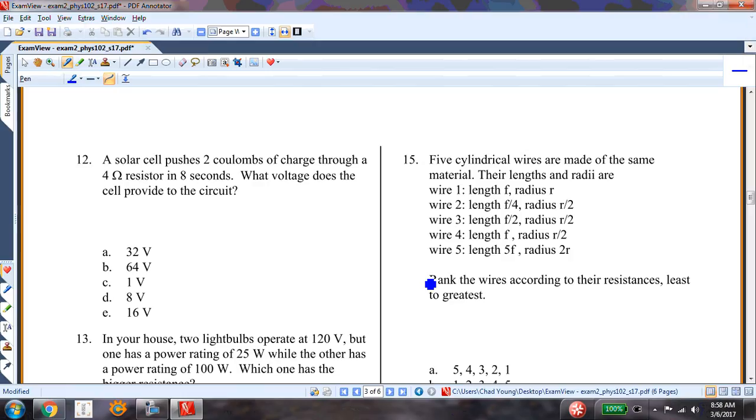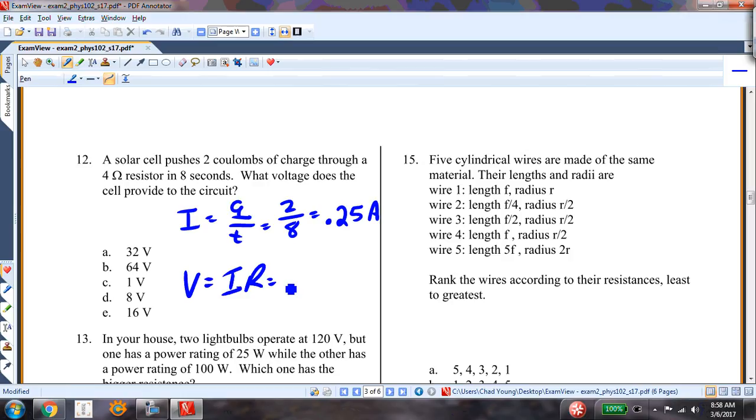A solar cell pushes 2 coulombs of charge in 8 seconds. What voltage does it provide? Well, first we need to find what is our I, that's Q divided by T. That's 2 over 8, or 0.25 amps. Now V is equal to I times R, times 4 ohms. So the answer is C.